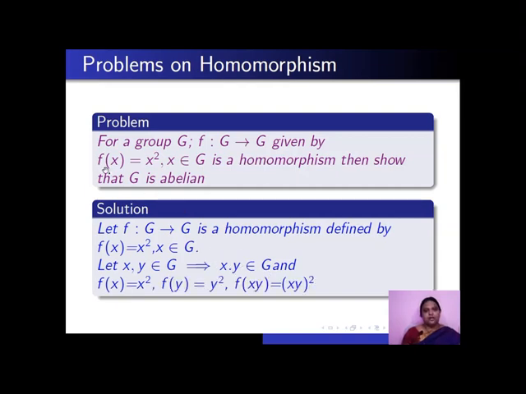Now, F of X is equal to X square. If you take Y in G, Y belongs to G, then F of Y is equal to Y square. So here X into Y also belongs to G. So F of xy can be written as xy whole square.